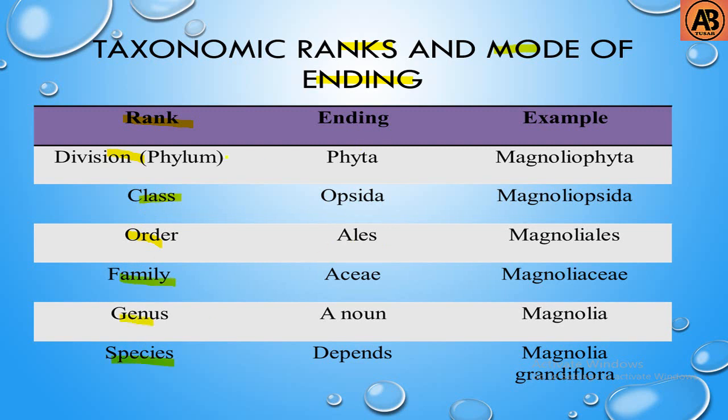Ranks and endings: division ending phyta, class ending sida, order ending ales, family ending aceae, genus ending a noun such as Magnolia, and species depends. For example, division Magnoliophyta, class Magnoliopsida, order Magnoliales, family Magnoliaceae, genus Magnolia, and species Magnolia grandiflora.